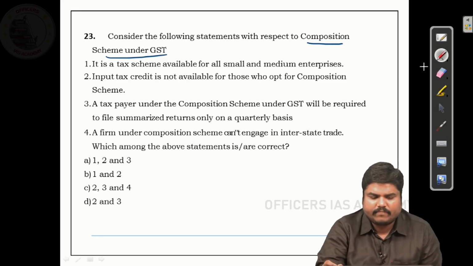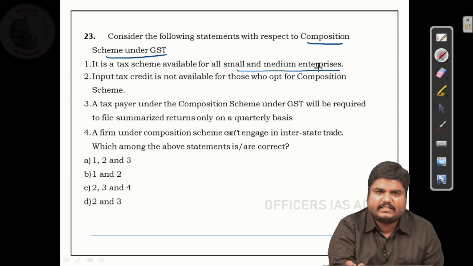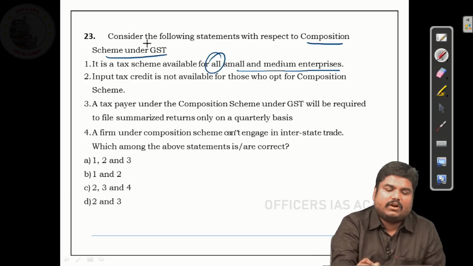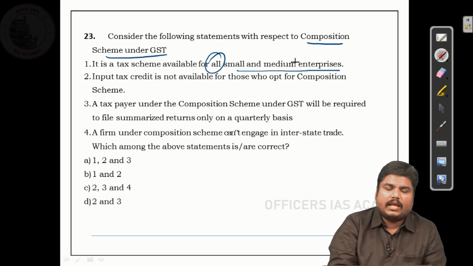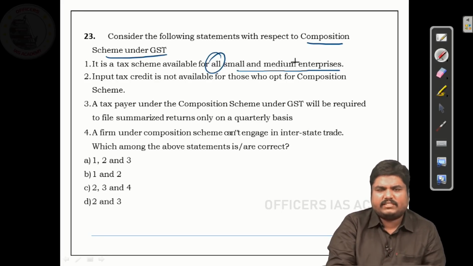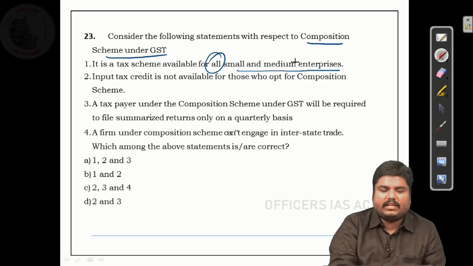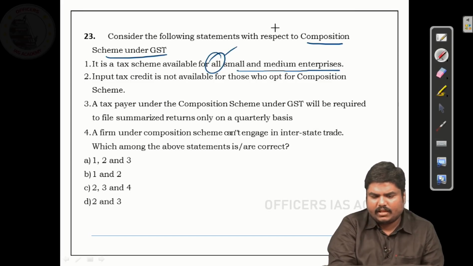We will look into the options. Tax scheme available for small and medium enterprises, that is a correct statement, but here we have mentioned all. Composition scheme is available only for entities who are involved in producing goods and not services. One exception is given for services. Apart from restaurant services, no other services are eligible for applying for the composition scheme. So, it is not available for all small and medium enterprises. That is a wrong statement, right.